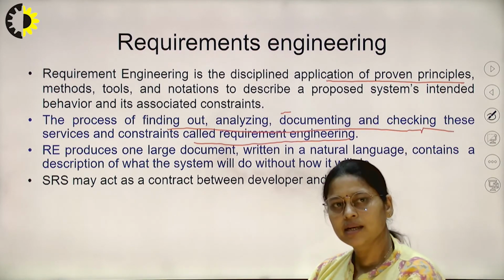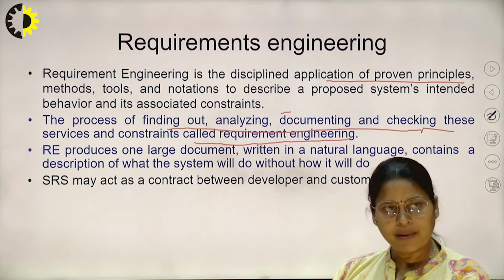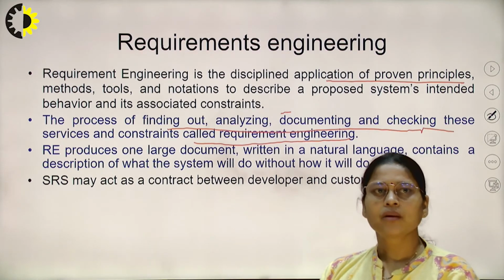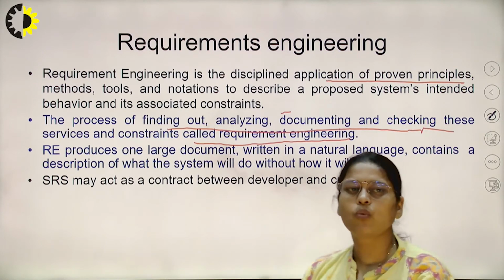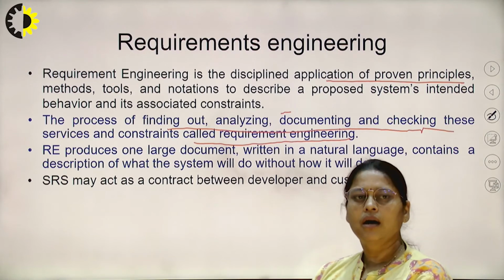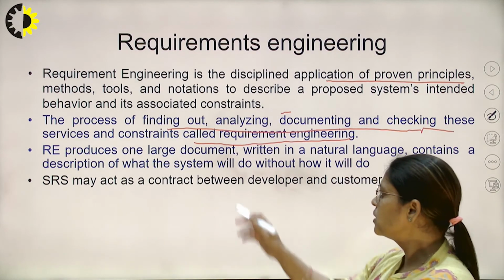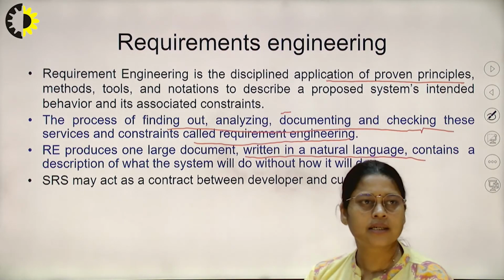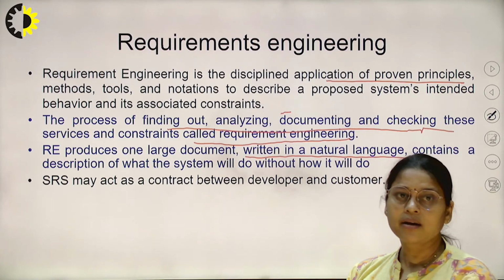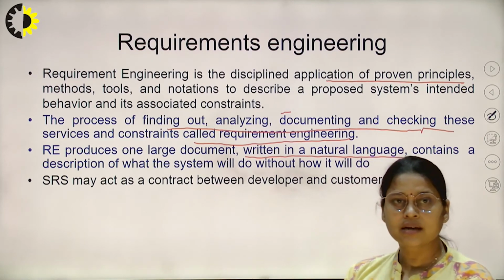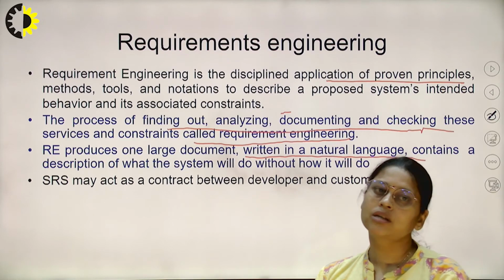So basically requirement engineering is the process for finding out and analyzing the various problems, applying the various tools, methods and notations that describe the proposed system. And once we complete the requirement engineering process, we have to deliver one document, and that document is called SRS, and it is to be written in natural language. It produces a large document written in natural language that contains the description of what the system will do without how it will do it. So we never define the internal working of the system in the SRS. We never include technical jargon details in the SRS. We only define what the system will do after implementation.